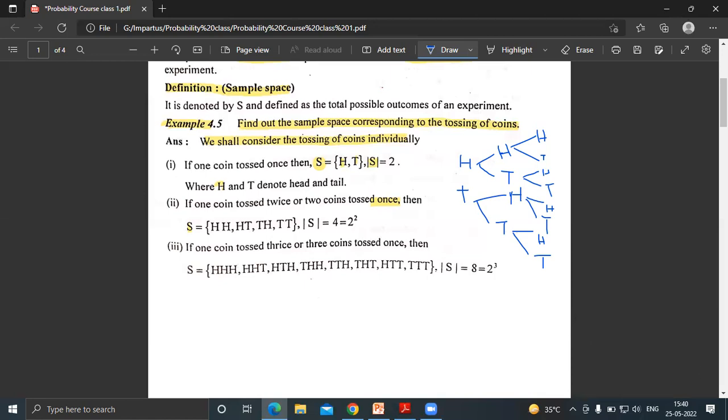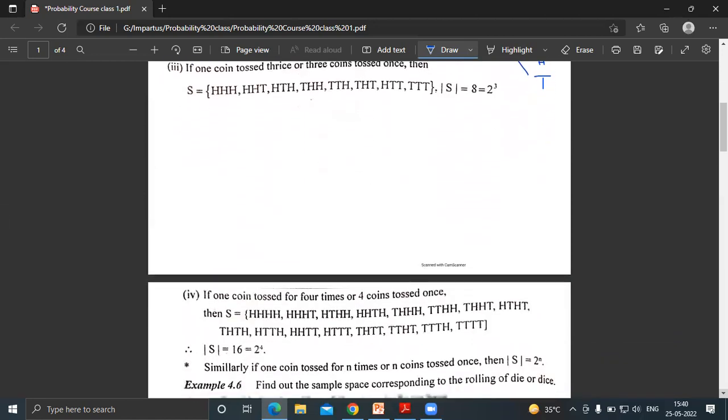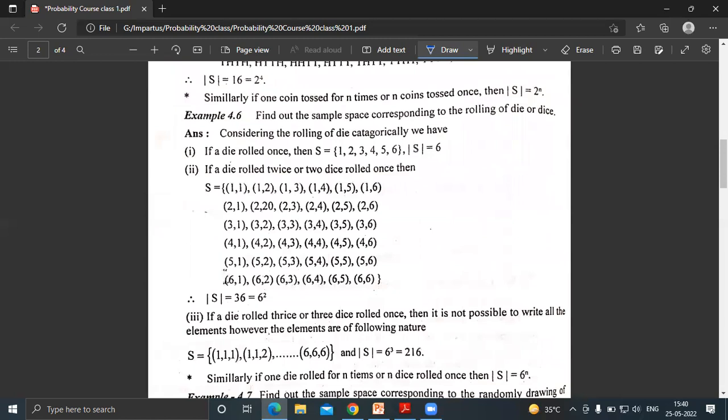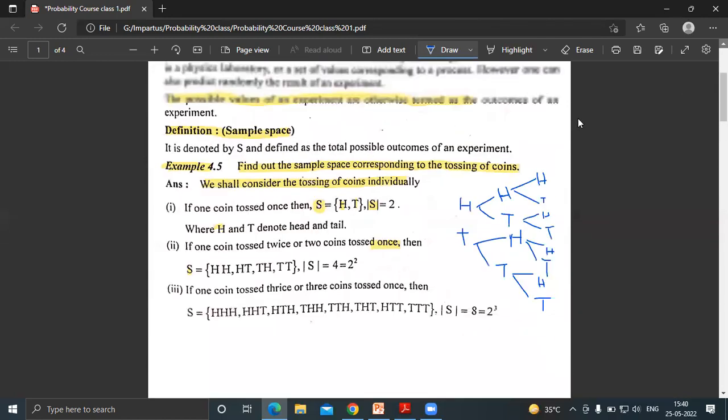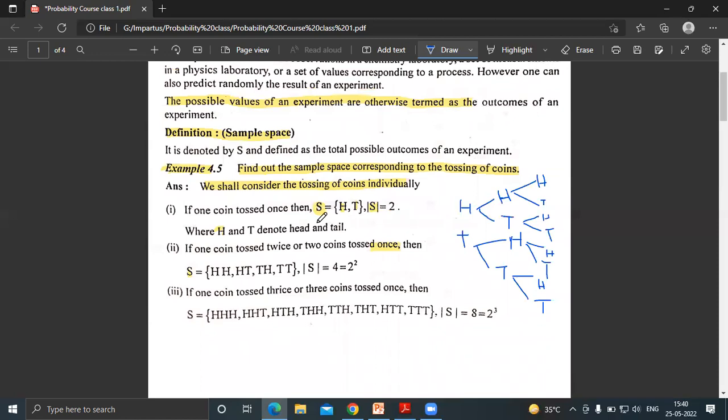So similarly, if you want to find it for 4 times we toss a coin, then S will be like this by using that previous tree diagram. Then if you count it, it will be 16, that is 2 to the power 4. So what do you conclude from that question? If we toss a coin once, then the sample space cardinality is 2. That is 2 to the power 1.